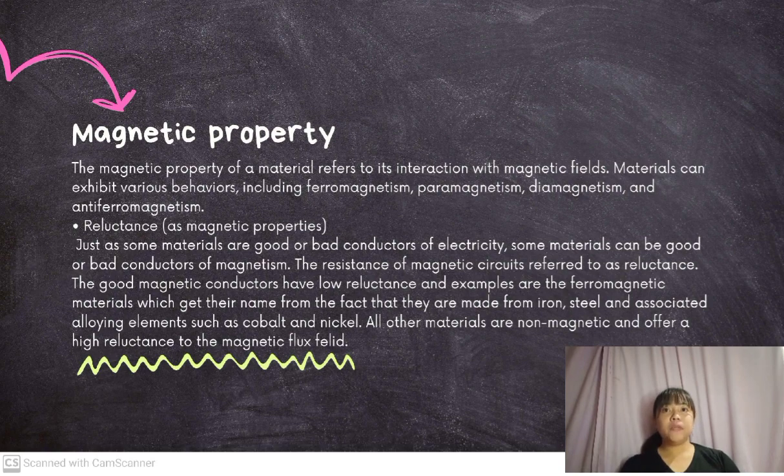Just as some materials are good or bad conductors of electricity, materials can be good or bad conductors of magnetism. The resistance of magnetic circuits is referred to as reluctance. The good magnetic conductors have low reluctance, and examples are the ferromagnetic materials, which get their name from the fact that they are made from iron, steel, and associated alloying elements such as cobalt and nickel. All other materials are non-magnetic and offer a high reluctance to the magnetic flux field.